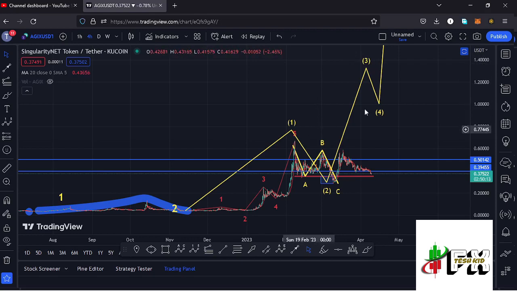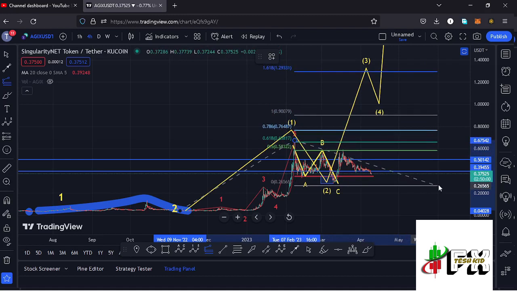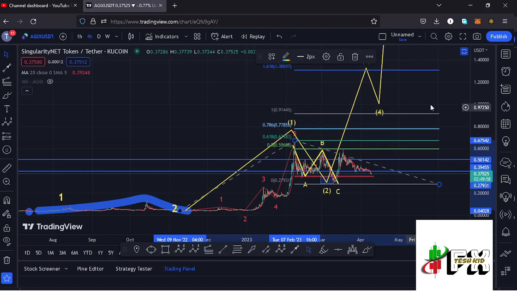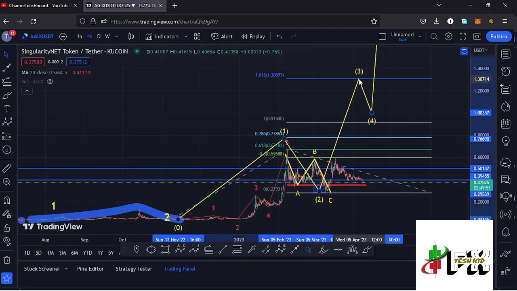And allow me to first give you a target area in the formation of this wave 3 by connecting the trend-based Fibonacci from the low of the first wave to the high of that wave 1, then drag the fibs to the low of the second wave, and that now gives me a target area in the formation of that wave 3 at the fib level 1.618, and that is at around the $1.30697 mark, and that is the minimum that I'm expecting Agix to do here on the long-term scenarios.